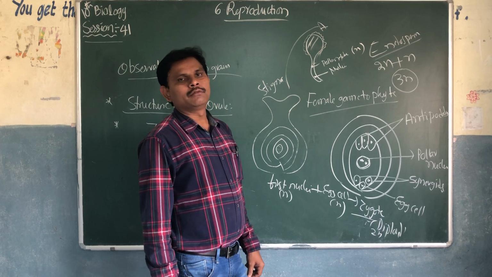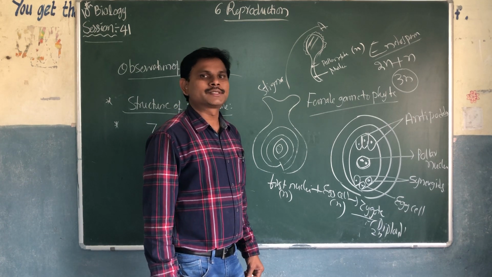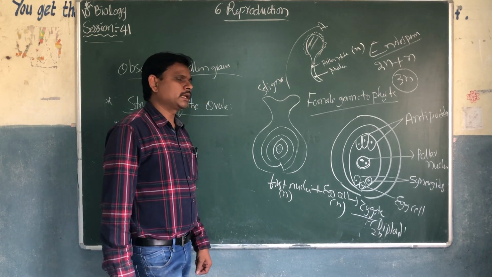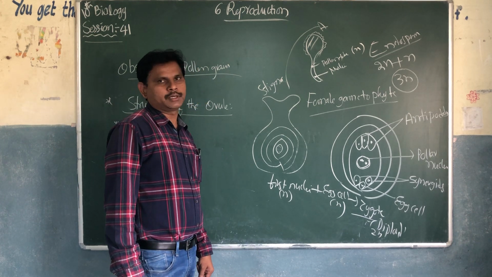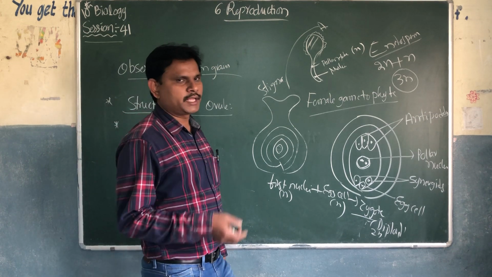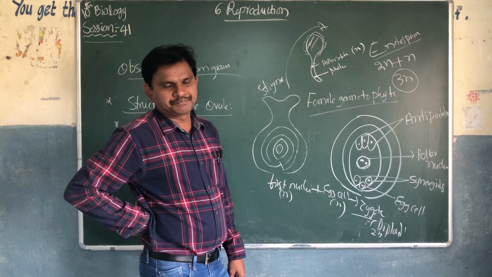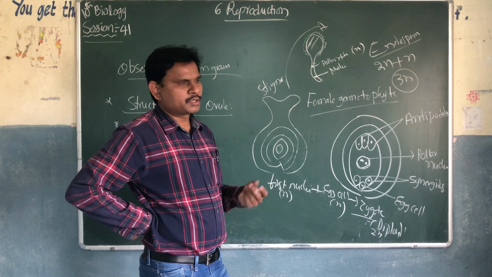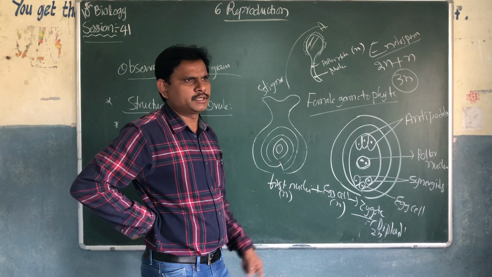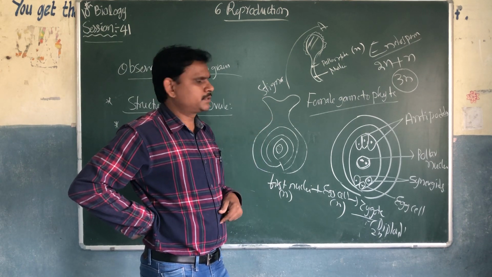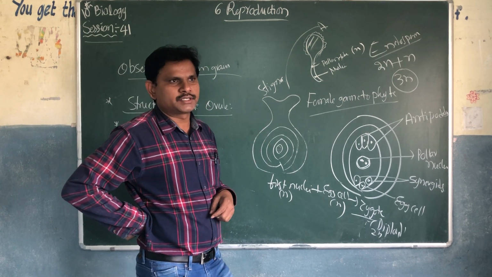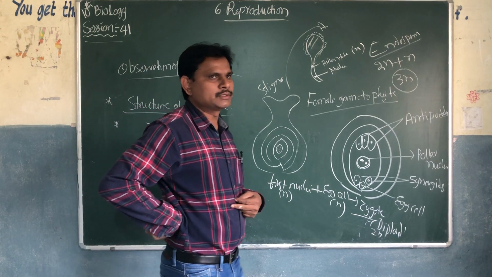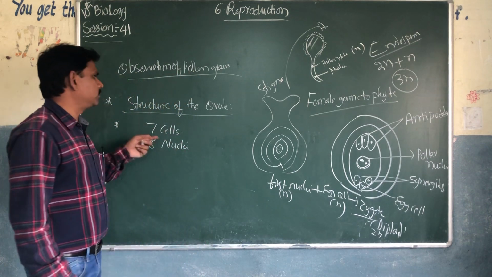The fruit will be prepared. The ovule will be converted into seeds. Like in beans, you can see the endosperm is converted. But in maize, like in corn, the endosperm is different in the seeds. That is the difference you can see between red gram and maize or corn. They also have cotyledons. This is about the structure of the ovule.